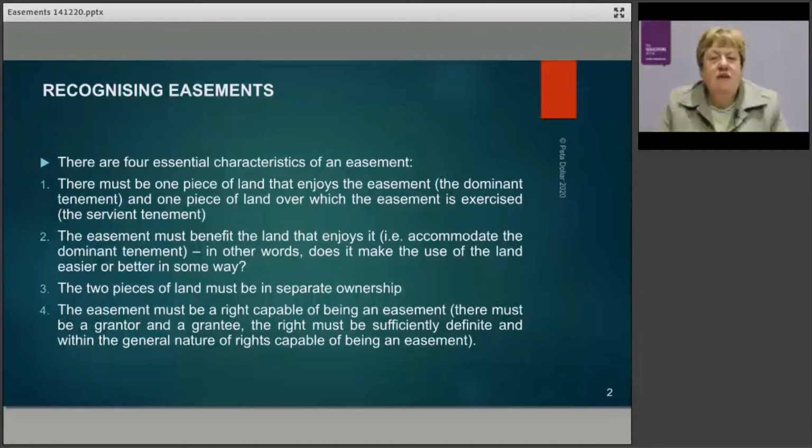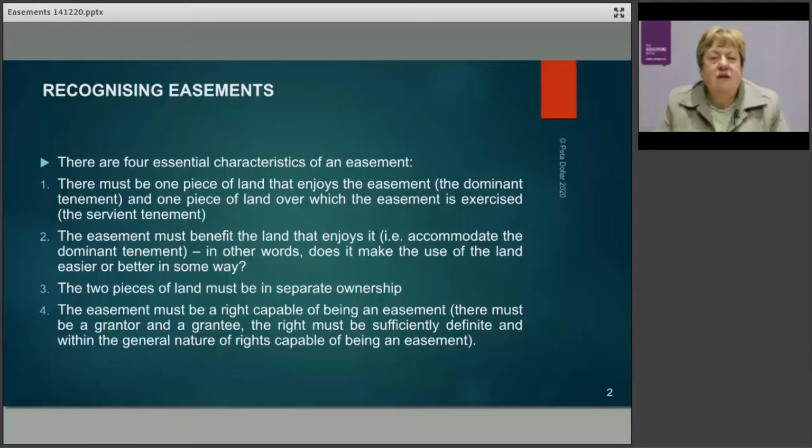So, what is an easement? And if you like, what's the difference between an easement and other kinds of rights? Things like, for example, a way leave or a licence. Well, there are four essential characteristics of an easement.